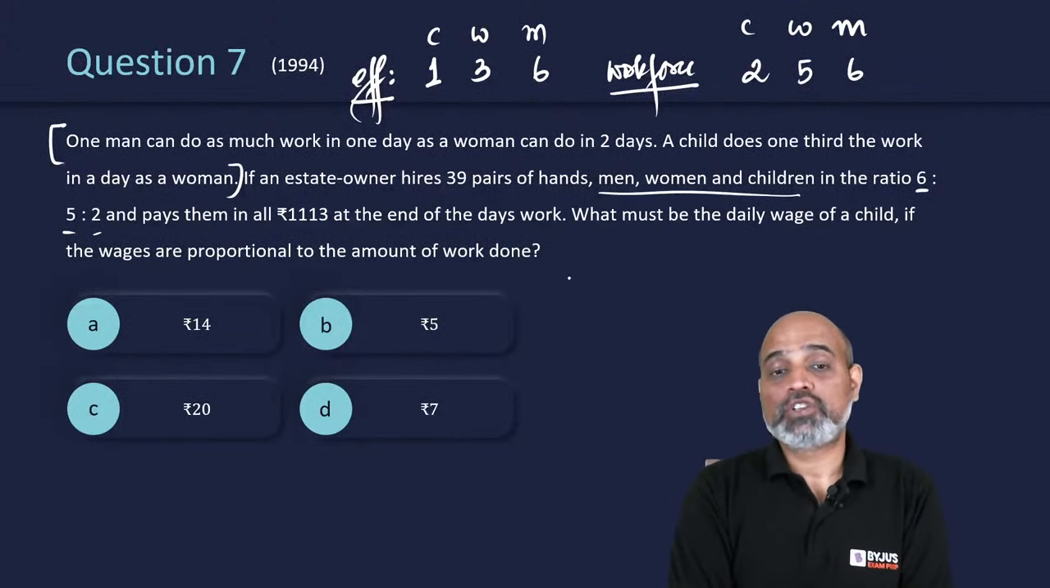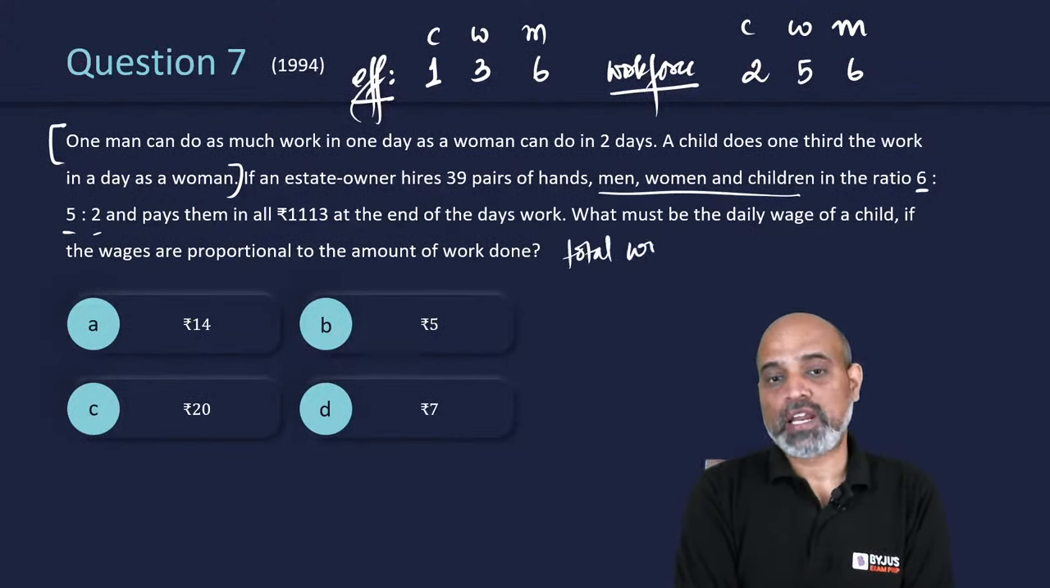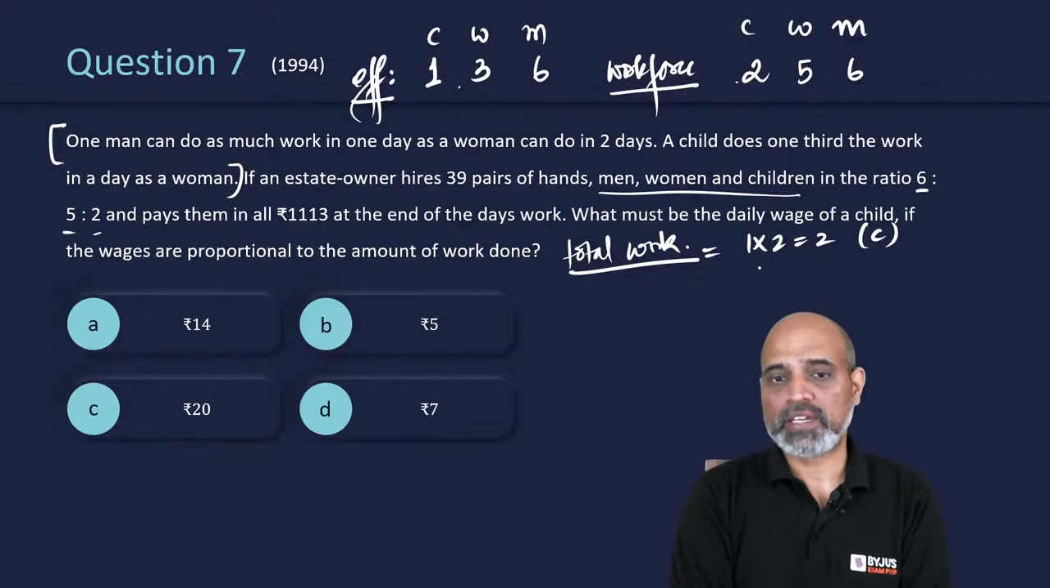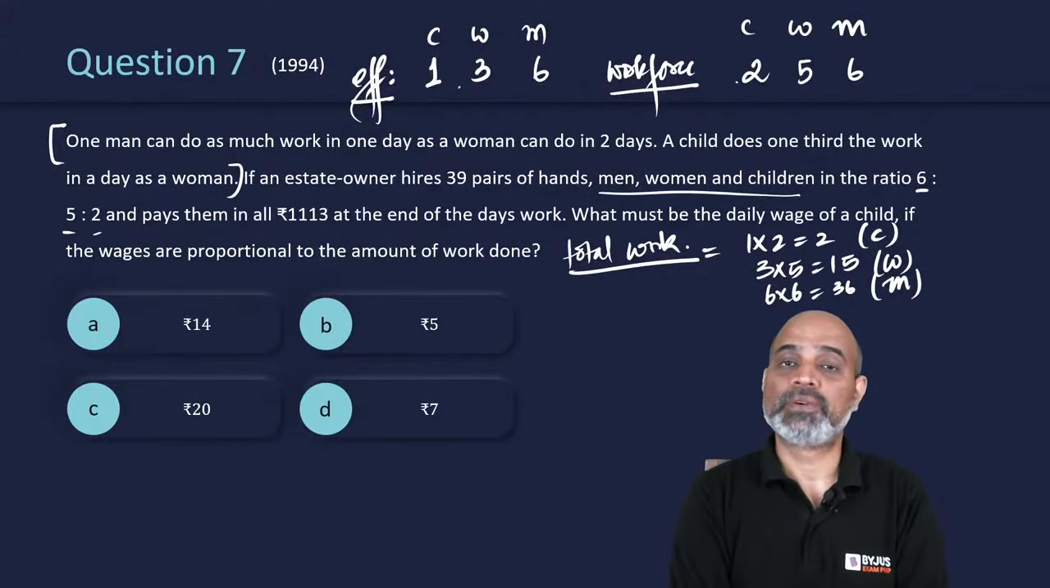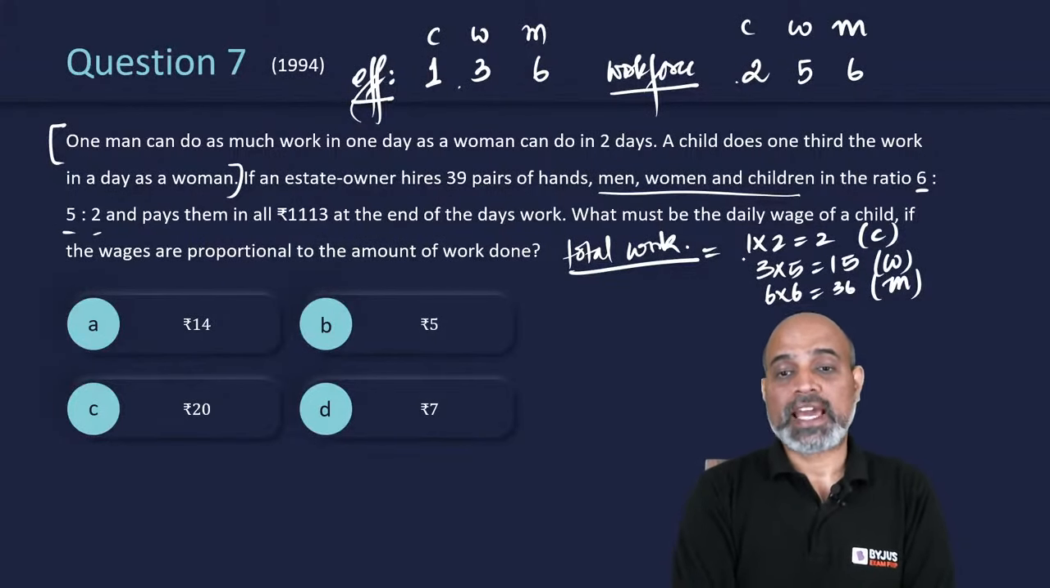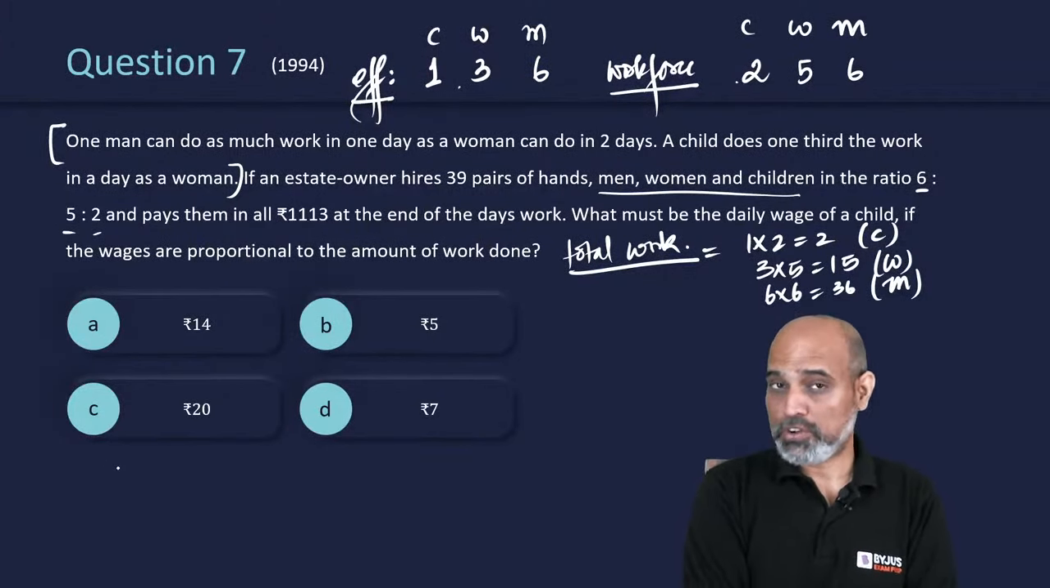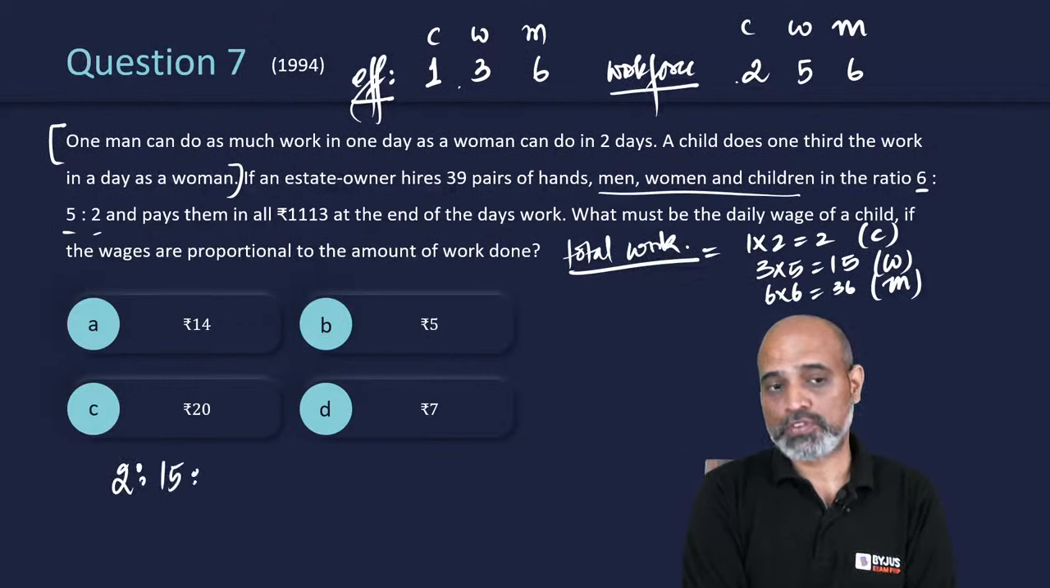Now, if I ask how much of total work is being done by children, so children, how many units are they doing? 1 into 2, 2 units children ka. How many units women are doing? It's going to be 3 into 5, that is 15 units women are doing. And how many units men are doing? It's 6 into 6, that is going to be 36. So this is the number of units men do, right? So can we say from here that the ratio of the work done by them is 2:15:36?